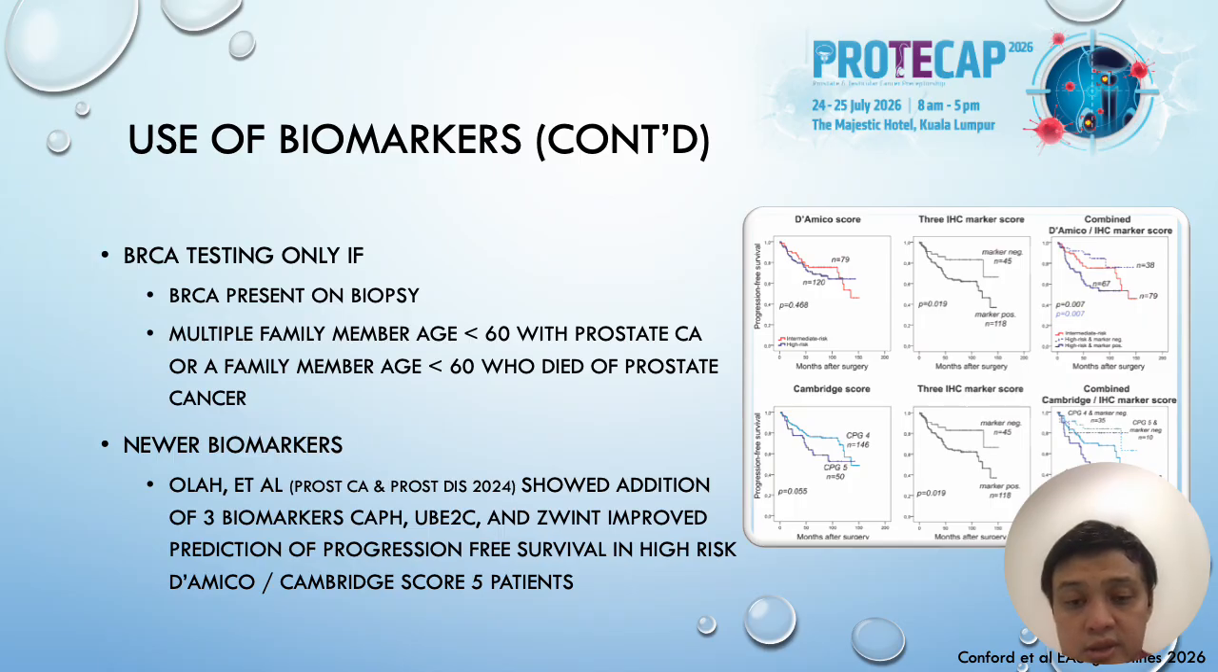Regarding urinary biomarkers, there are a lot that are being studied. The graph shows the study by Ola et al., showing the addition of 3 novel biomarkers could actually improve the prediction of progression-free survival in high-risk D'Amico or Cambridge score 5 patients.